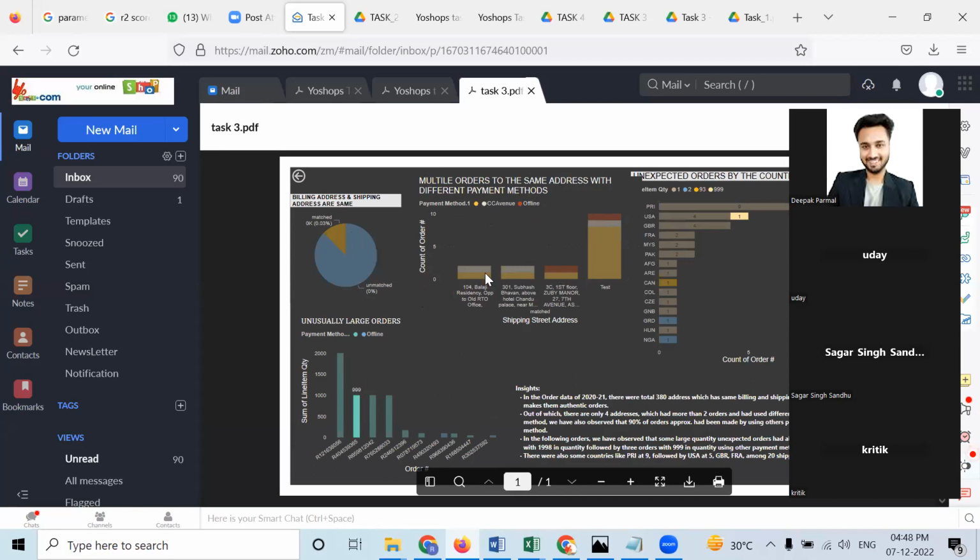What is this gray colored thing? Ma'am, it's the other, which has not used both the payment methods. Filter it out because we don't know what it is. We need only the address in which we can clearly see whether two different payment methods are there or not. And don't take the count of orders. Instead of that, take the payment method over here.